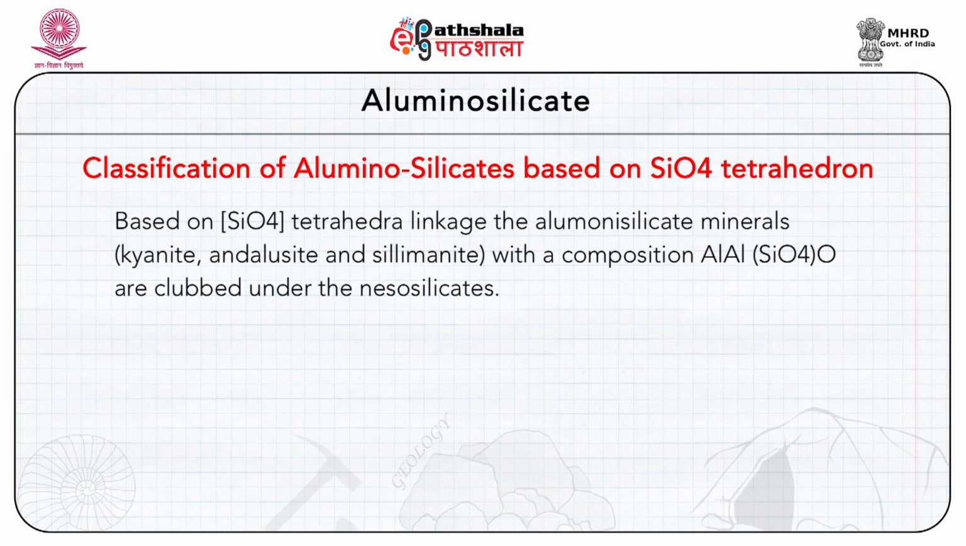Based on SiO4 tetrahedral linkage, the aluminosilicate minerals kyanite, andalusite and sillimanite, with a composition of Al2SiO5, are clubbed under the nesosilicates. In all the three minerals, chains of AlO6 octahedra occur parallel to the crystallographic c axis. Each octahedron shares two oxygens with the octahedra above and below, thus giving rise to aluminum-oxygen chains of AlO4 composition. The chains are cross-linked by the remaining aluminum and silicon ions.